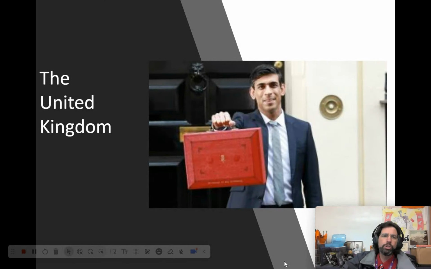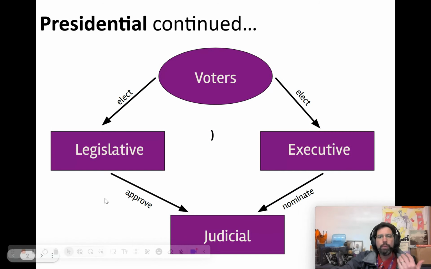Okay, ladies and gentlemen, let's talk about the makeup of the United Kingdom. First of all, we have two different types of government systems in democracies. We have the presidential system, where voters elect the legislative and executive separately, and then the executive nominates and the legislative approves your judicial branch.